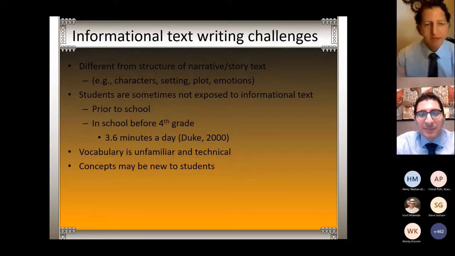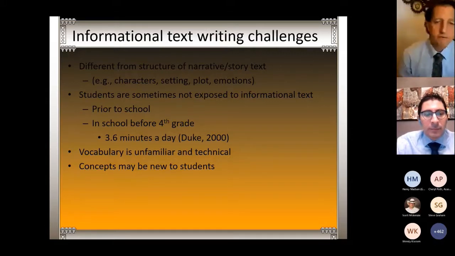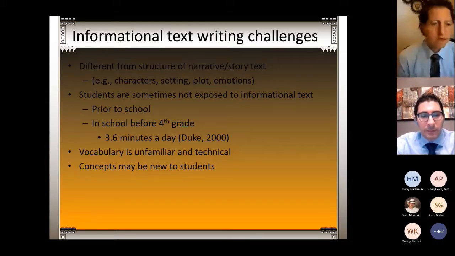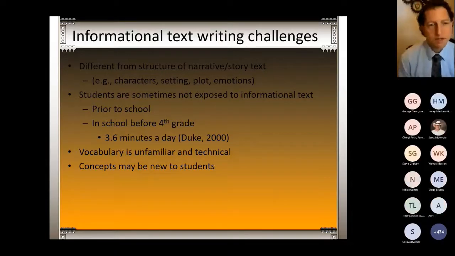So here are some of the challenges that I've come up with, right? Informational text writing is difficult for children in school because they're pretty used to writing narratives or stories, right? And those have familiar structures to them. They have familiar parts like characters, setting, plots, emotions. But students are sometimes not exposed to informational text and the structures that it has, right? And prior to school, we find that children are not exposed very much to informational text. And then even in school before fourth grade, they're not really exposed a lot to informational text.